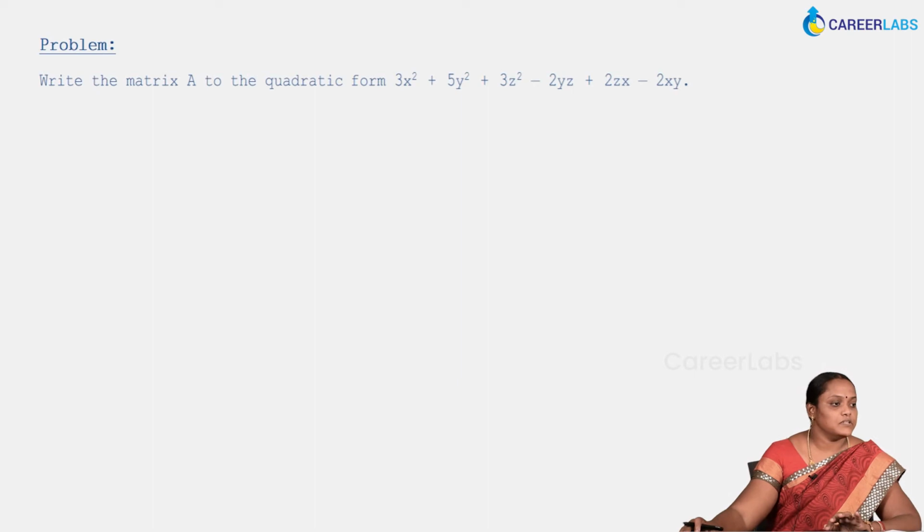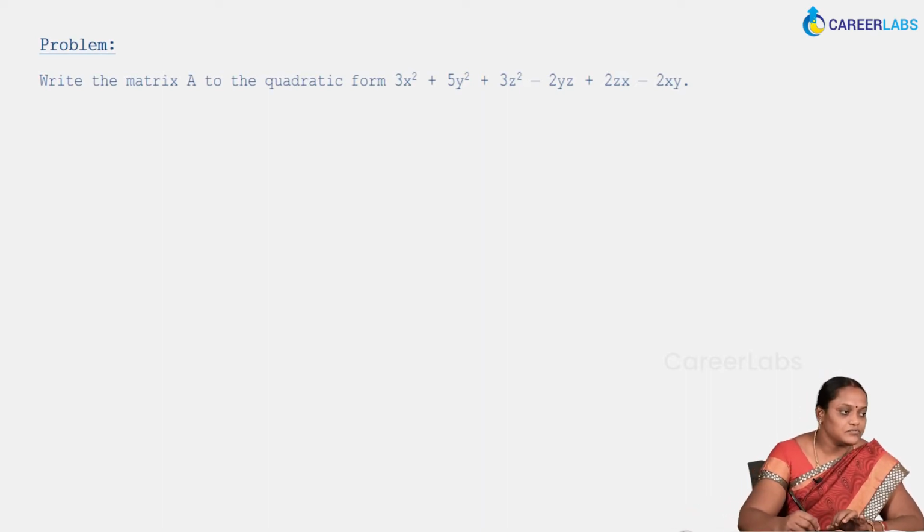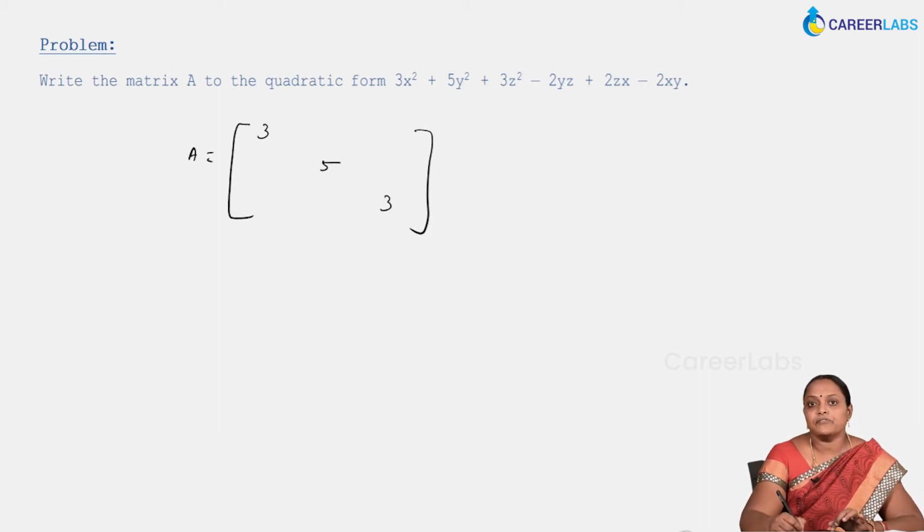Now, let us simply learn how to write the matrix for this equation. So, here the quadratic form is 3x square plus 5y square plus 3z square and so on. So, it is of 3 variables, so the matrix will be of 3 cross 3. So, this is the matrix A, and all the diagonals are nothing but the coefficients of x square, coefficient of y square, and here comes the coefficient of z square. So, all the leading diagonal elements are these.